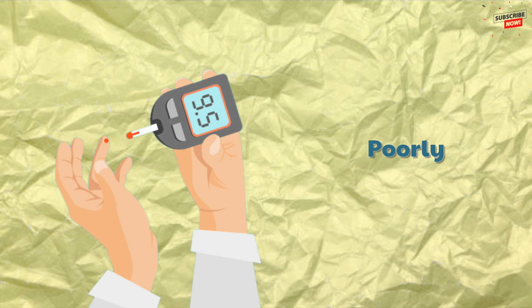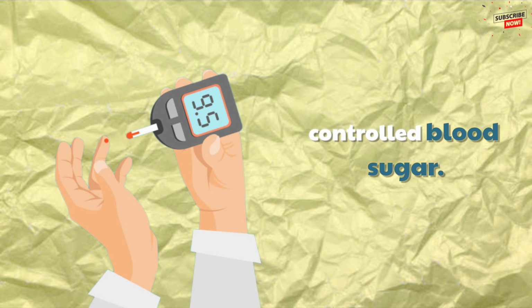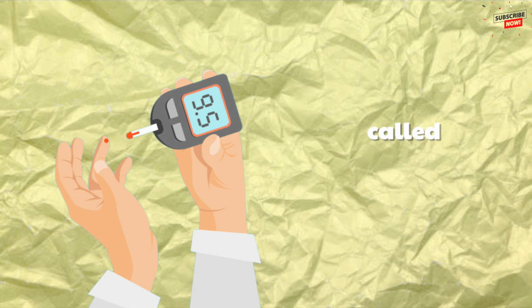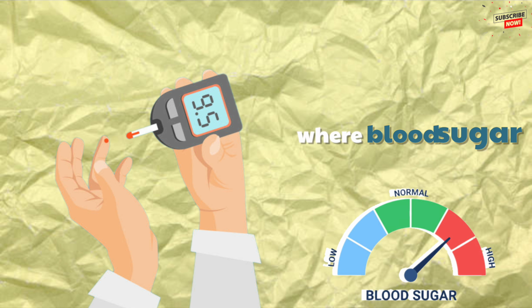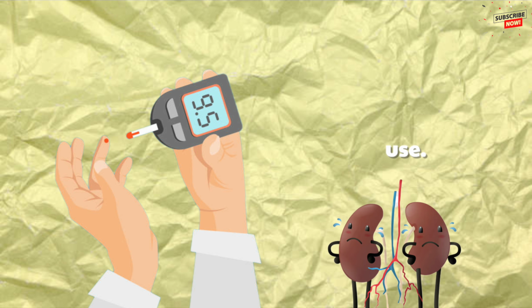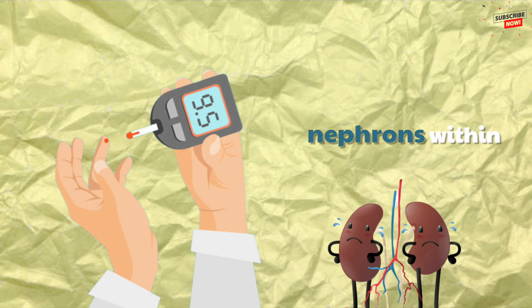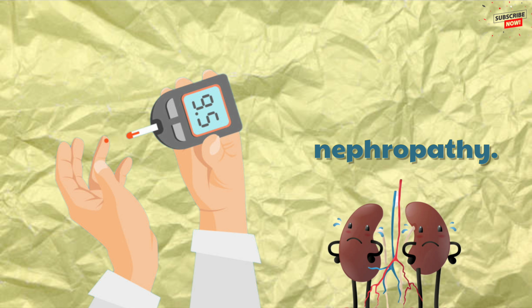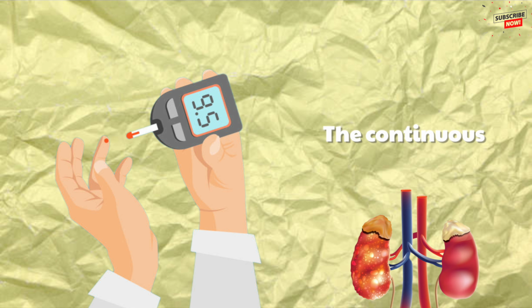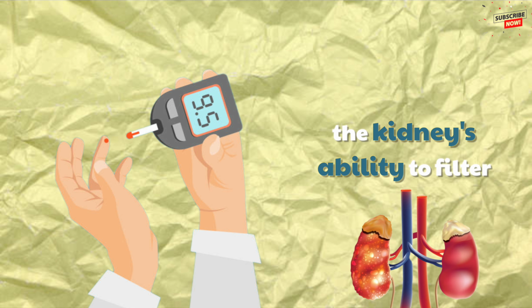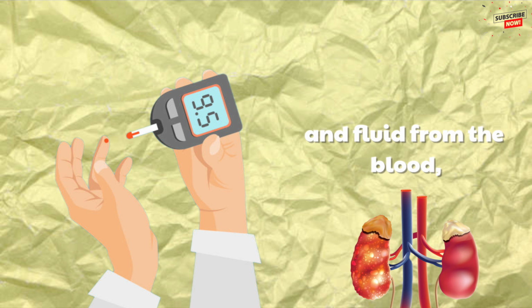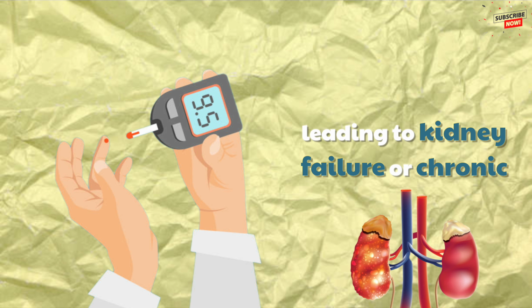3. Poorly controlled blood sugar. This usually leads to a condition called hyperglycemia, where blood sugar levels are too high, often due to ineffective insulin use. This damages the small blood vessels and tiny filters, called nephrons, within the kidneys, leading to diabetic nephropathy. The continuous damage impairs the kidney's ability to filter waste and fluid from the blood, potentially leading to kidney failure or chronic kidney disease.